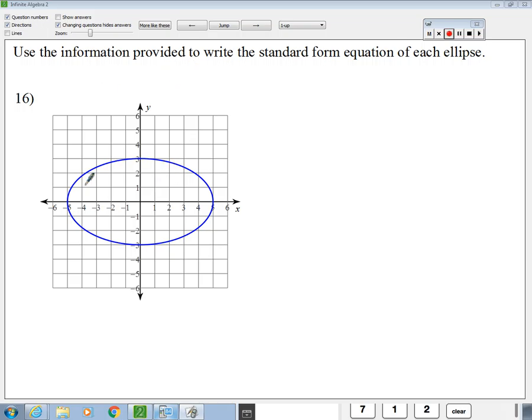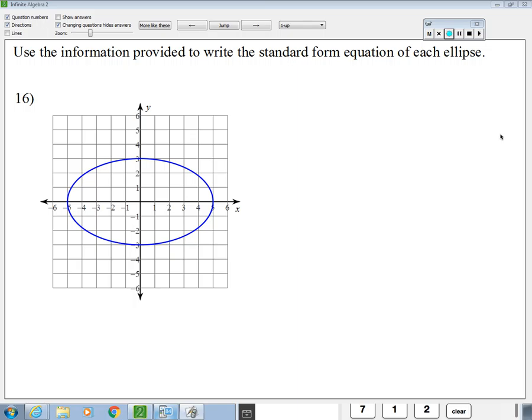Alright, now we have to fill in something for A and B. Is this considered a horizontal ellipse or a vertical ellipse? Horizontal, because it's wider than it is tall. So how far is it from the center to the side? 5 units. So A would be 5. How far is it from the center up? 3 units. So now when I plug those in, what does A squared become? 25. What does B squared become? If you plug in B and you square it, you get a 9. So that is the answer. That is the equation for this ellipse.